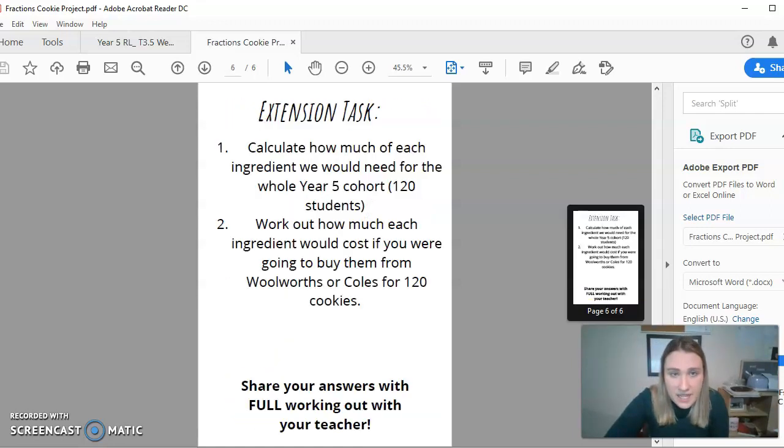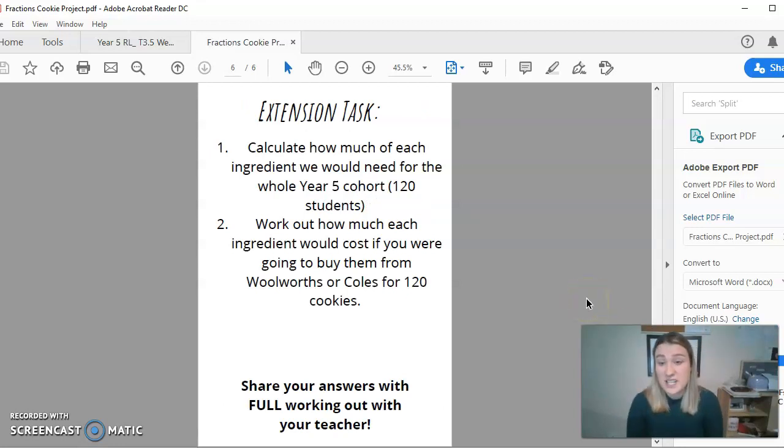And then if you'd like to extend yourself, which I think a lot of you should be, there are 2 extension tasks for you guys to do. Again, you'll be able to present this however you like, but doing your working out in your maths book and uploading that as well, okay? So you're going to calculate how much of each ingredient we would need for the whole Year 5 cohort, so 120 students. And then you're going to work out how much each ingredient will cost if you're going to buy them from either Woolworths or Coles. So you're going to be doing that for 120 cookies.